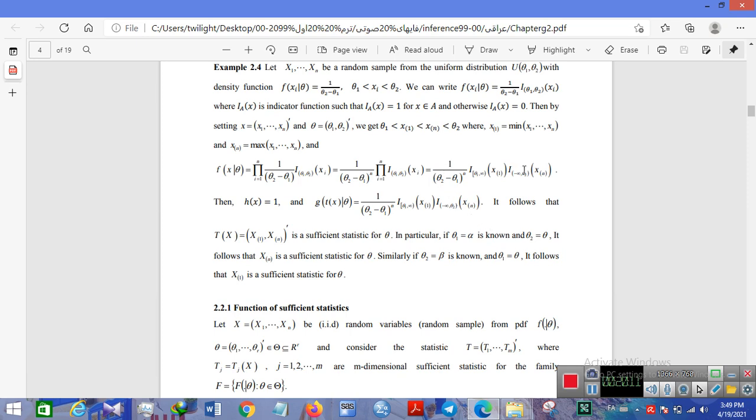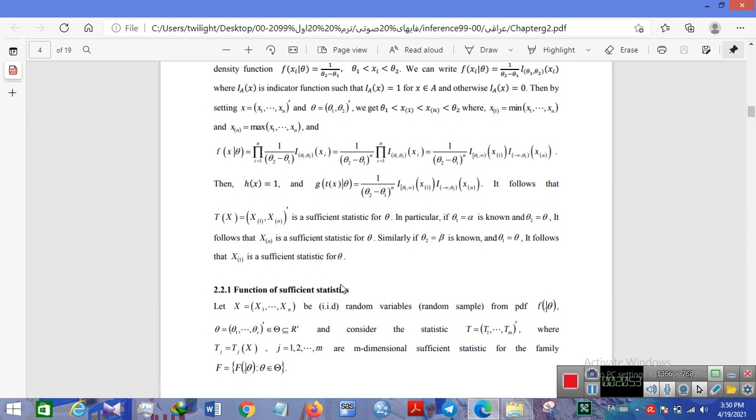In this case, this part is a non-value h(x), and this part is g(t), and we can see X_n is a sufficient statistic for theta. Similarly, if theta 2 is beta is known and theta 1 is theta is unknown, this part you can take as a known value, and take h(x) as not depending on the parameters, and this is g(t), and in this case X_1 is a sufficient statistic for theta.